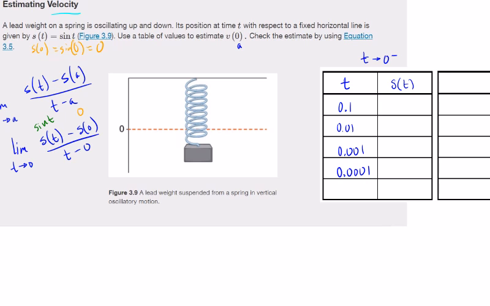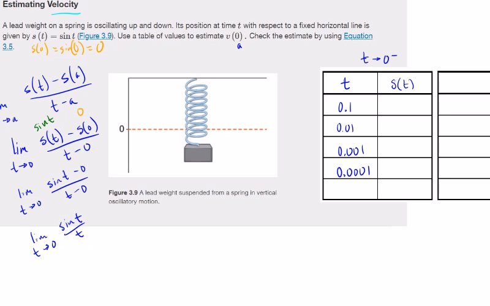And so what we end up with is the limit as t approaches 0 of sine of t minus 0 over t minus 0, right? Which is really just sine of t over t, right? And so if we plug in 0, we get a 0 over 0 situation, right? And so what we'll do here is use a table, although there are other ways we could do it, like graphically and things like that, but we'll do a table.